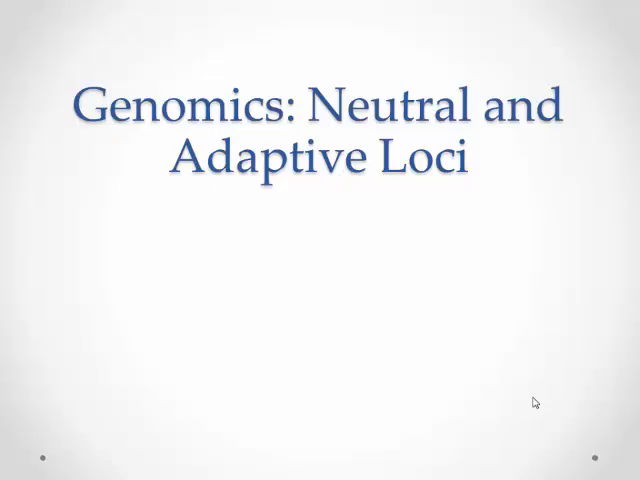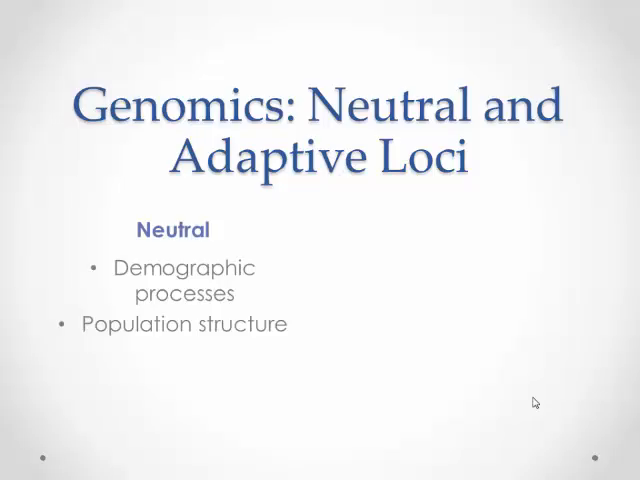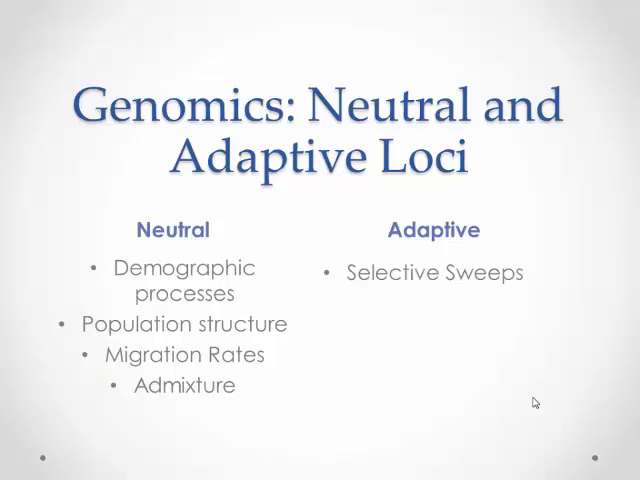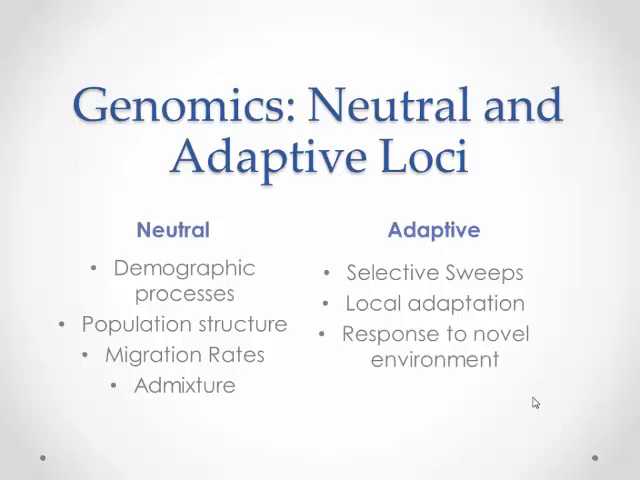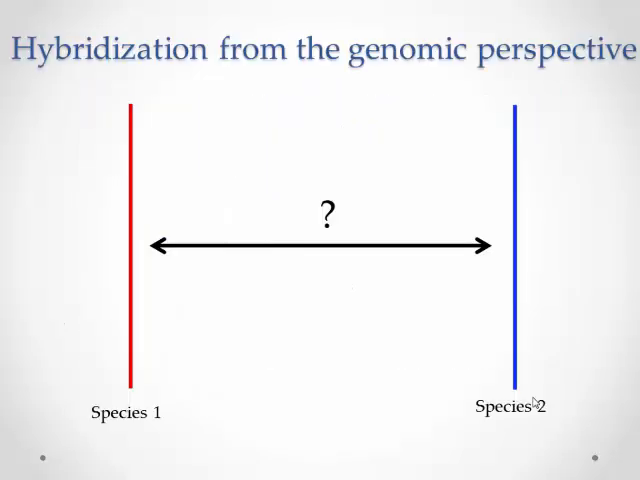So those loci come in two flavors, neutral and adaptive. When I am speaking of neutral, I mean those that inform demographic processes, population structure, migration rates, and admixture. So these are neutral, unrelated to selection, where adaptive traits are those related to selection. They tell us about selective sweeps, so how one gene can rise to fixation. Local adaptation, so we can see environment effects across a heterogeneous landscape. And then in the case of biocontrol, this is really relevant as a response to the novel environment.